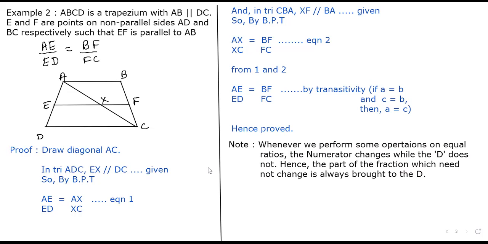Sir, your mic is on. Yes, I know that. Just complete this proof and the note. Finish this question. Yes, sir. Okay.